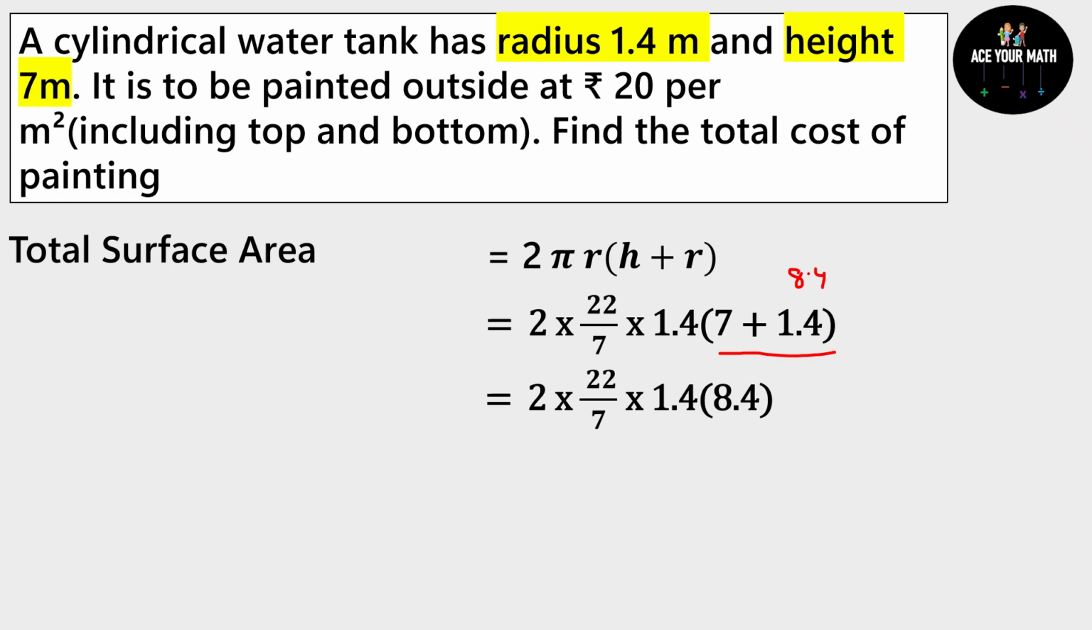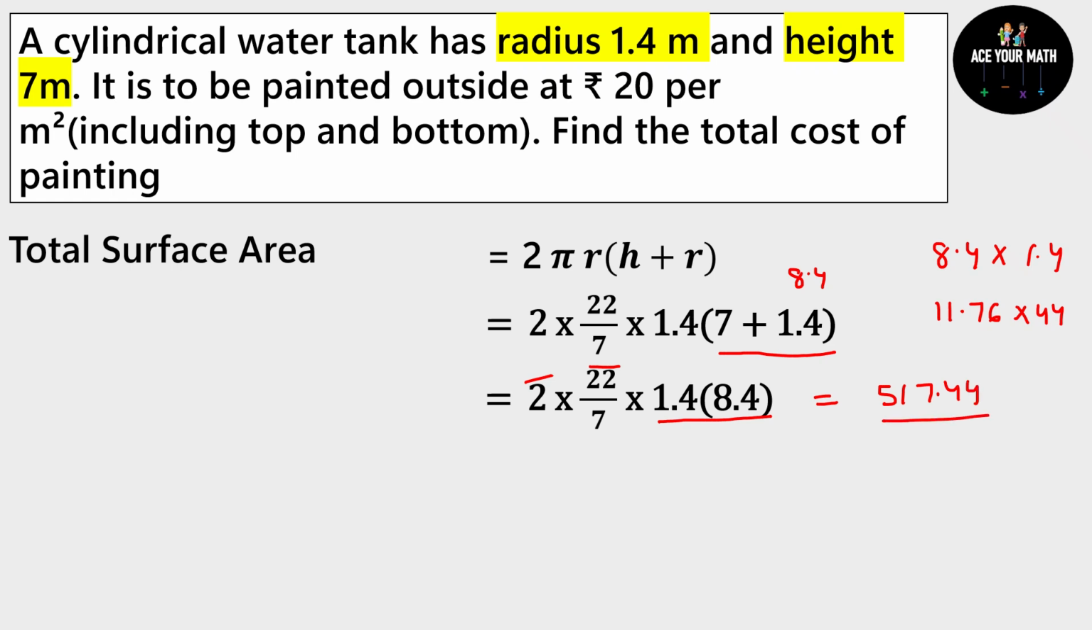Now, what is the next step? Next step is you will again first solve this bracket only. When there is no sign between 1.4 and 8.4, it means there is a multiplication sign. So you will multiply 8.4 with 1.4, right? It will give you 11.76. Now after that, you will multiply 2 and 22. 2 multiplied by 22 is nothing but 44. So you will multiply 11.76 with 44. It will give you 517.44. This is after multiplying all these four terms.